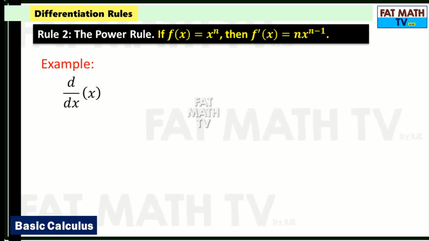How about the derivative of x? x is x raised to 1, so our n here is 1. So 1 will be the numerical coefficient. If you subtract 1 from 1, you will get 0, and x raised to 0 is 1. So 1 times 1 is 1. The derivative of x is 1.